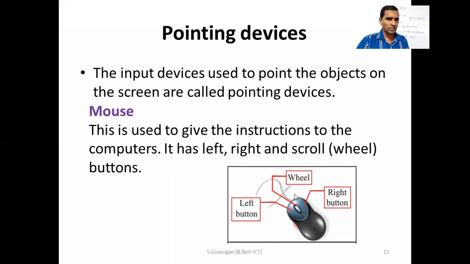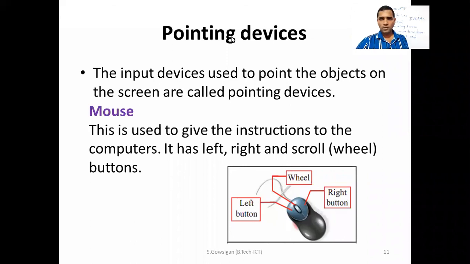That can be called the scroll button. Here they put it as a wheel. I have extracted this image from your book. So that is called the scroll button. Left button on the left side, right button on the right side. Then there is a button in the middle called the scroll button. That can move up and down. I will apply that. So that is called the scroll button.